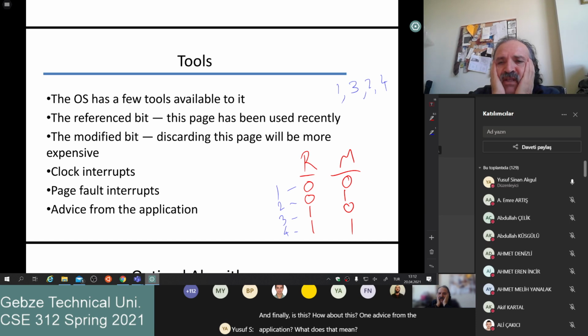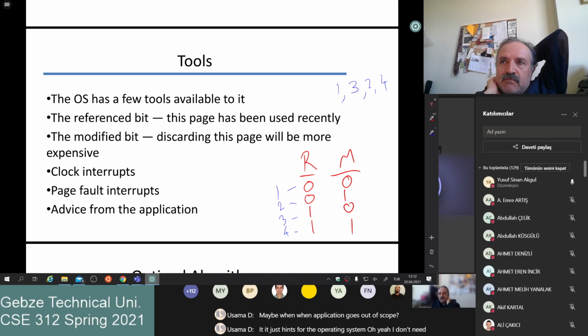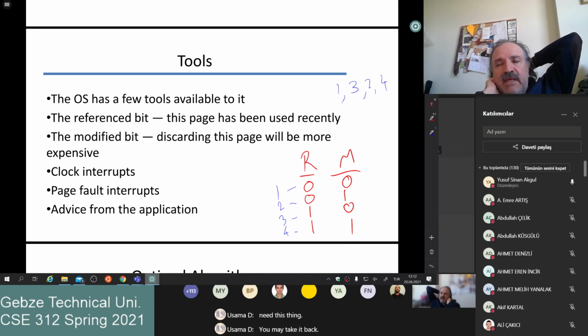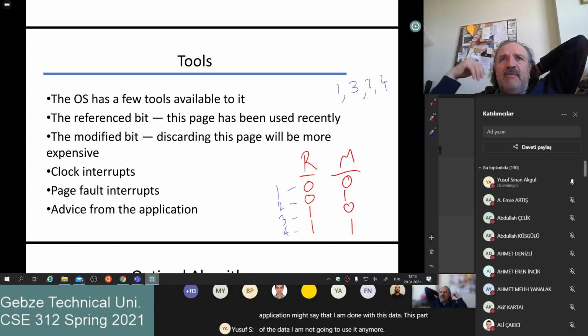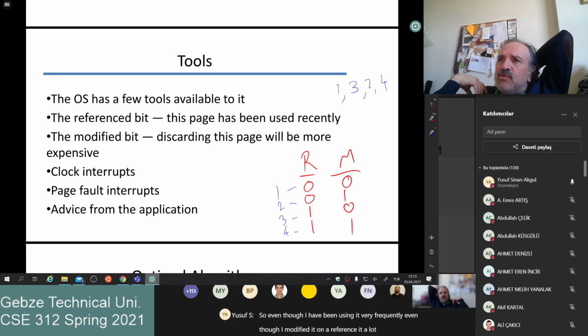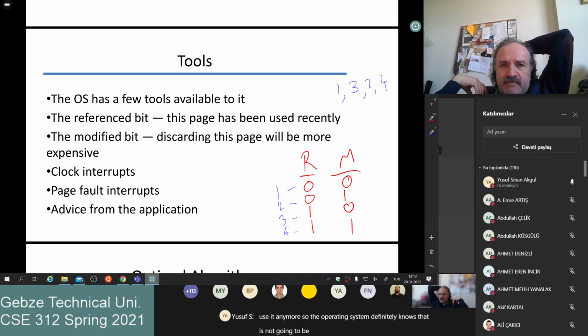We don't use it much, but it is suggested by researchers. Get advice from the application. Maybe when the application goes out of scope, it just hints to the operating system, "Oh yeah, I don't need this thing. You may take it back." Well, it doesn't have to go out of scope. The application might say that I am done with this part of the data and I am not going to use it anymore. So even though I have been using it very frequently, even though I modified it and referenced it a lot, I am not going to use it anymore. So the operating system definitely knows that it's not going to be used, right?